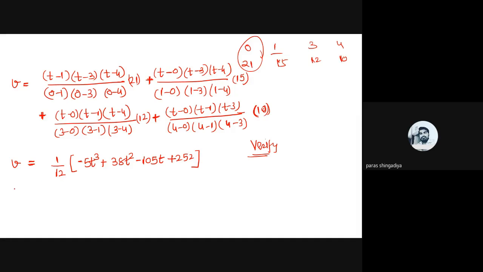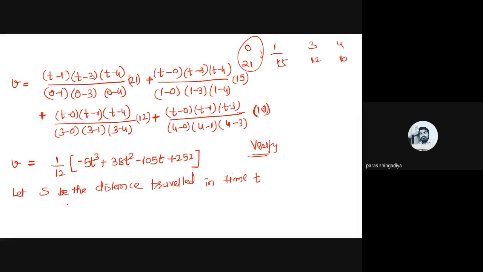So here let us use a notation for the distance. Let s be the distance. This is an arbitrary notation; you can consider any notation for that. s is the distance traveled in time t. Let us use this notation for the distance.